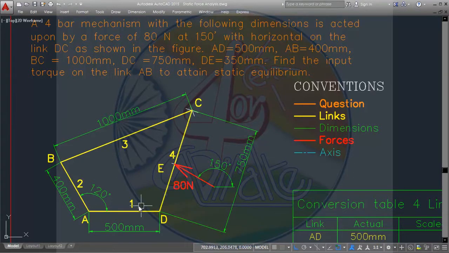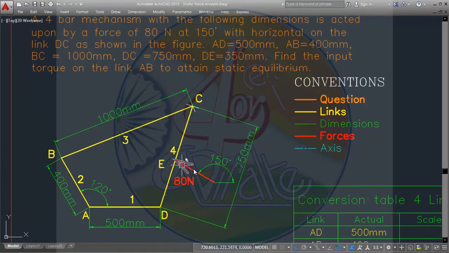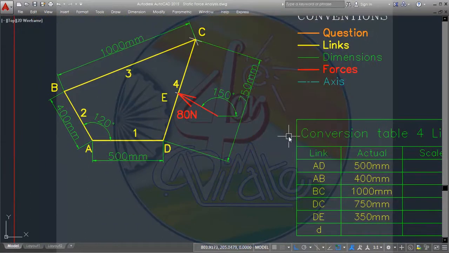AD is the first link, AB is the second link, BC is the third link, CD is the fourth link. E is just a point on this link CD, and at that point there is a force acting, and that force is 80 newtons at 150 degrees with horizontal. So again you have to start by drawing the same diagram once again using some ratio.